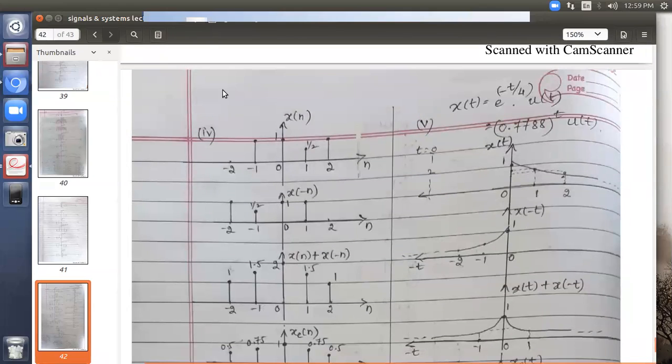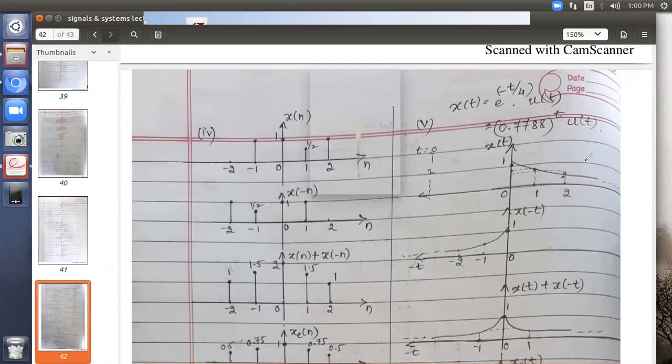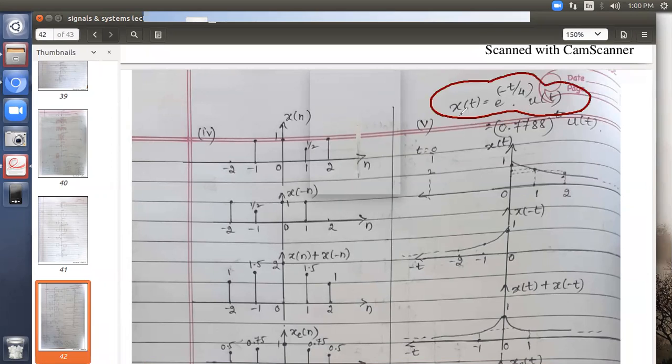Okay. If you observe the next question, any doubts you can ask me. This is the given question. Here they have not given you the drawing directly. They have not given you how the signal looks. Instead, they have given you this equation. You have to first draw x of t and then go for the even and odd components.